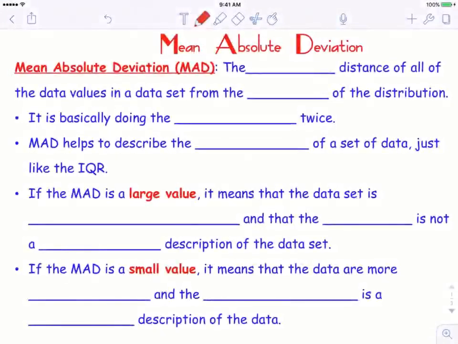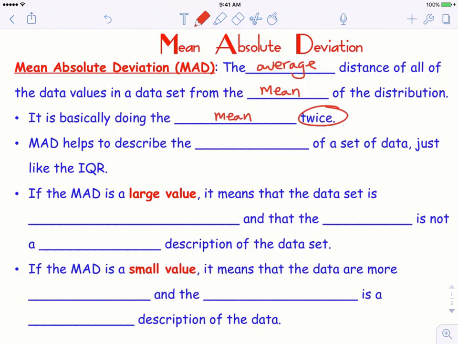Hi everyone! In this lesson, we will go over the definition and usage of mean absolute deviation. Mean absolute deviation can be abbreviated as MAD. It means the average distance of all of the data values in the dataset from the mean of the distribution. To find the MAD is basically doing the mean twice.